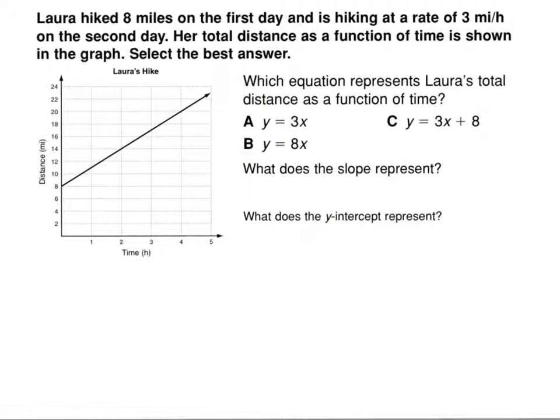We're going to finish up with an example that I want you guys to do by yourselves. Laura hiked 8 miles on the first day and is hiking at a rate of 3 miles per hour on the second day. Her total distance as a function of time is shown in the graph. Select the best answer. Which equation represents Laura's total distance as a function of time: A, B, or C? And then you need to tell me what the slope represents and also what the y-intercept represents.